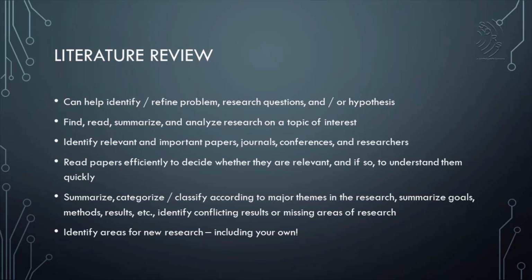A literature review should do more than just report literature and research that's already been conducted. You'll not only summarize the papers that you've read, but also classify them according to major themes, summarize their goals, methods, results, etc. You'll want to identify any conflicting results or missing areas of research, and that will give you ideas for your own research, as well as potential future research by others.